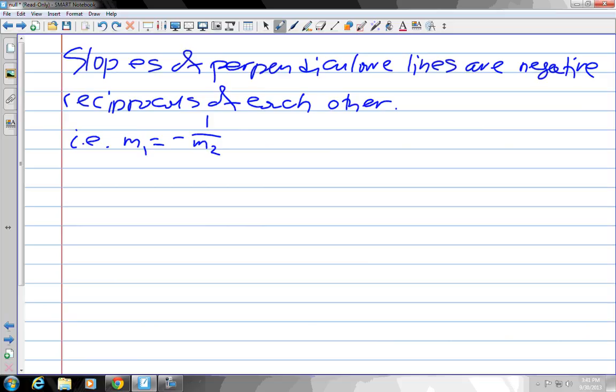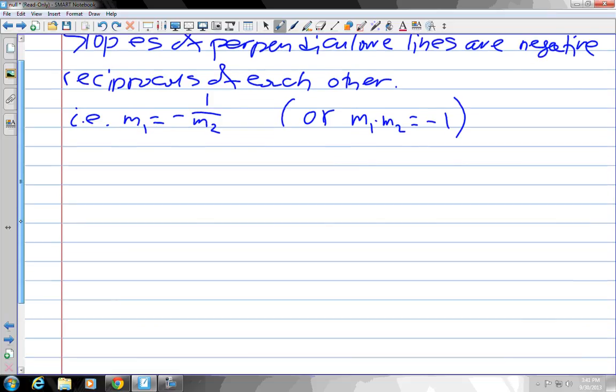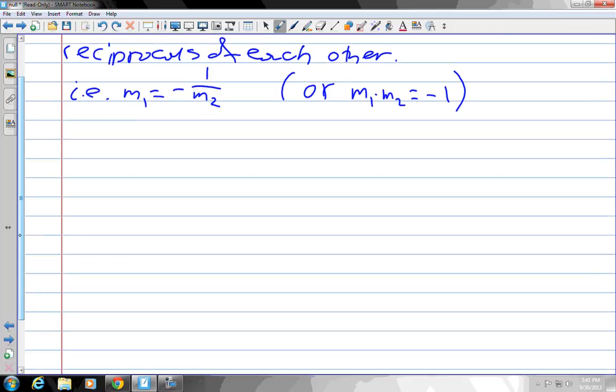Or every time you multiply the slopes of the lines that are perpendicular, you get -1. The product of the perpendicular slopes is always -1. Good?